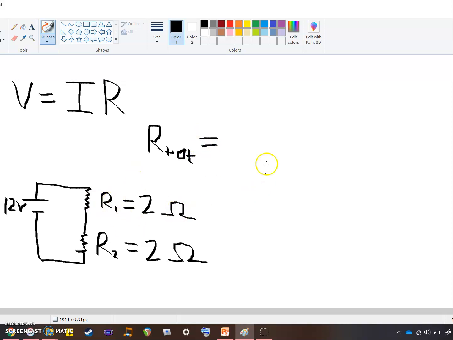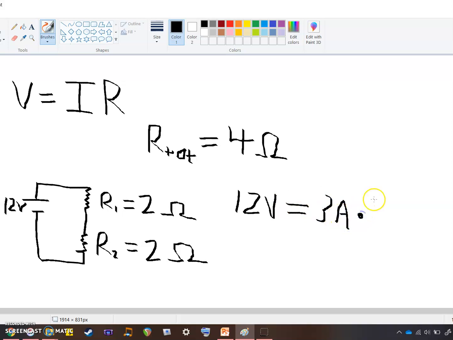So with 2 resistors in series, you add up those resistances, right? So 2 plus 2, of course, gives us 4 ohms. That means the total resistance of our circuit here is 4 ohms. And if the total resistance is 4 ohms, then as we saw previously, our 12 volts would give us 3 amps, right? In other words, 12 divided by 4 is 3.